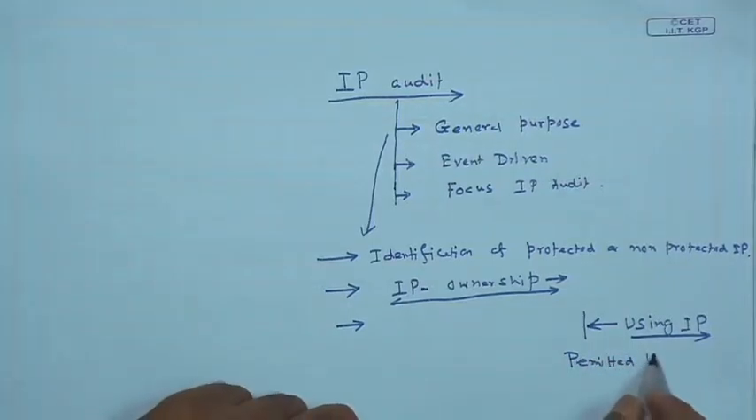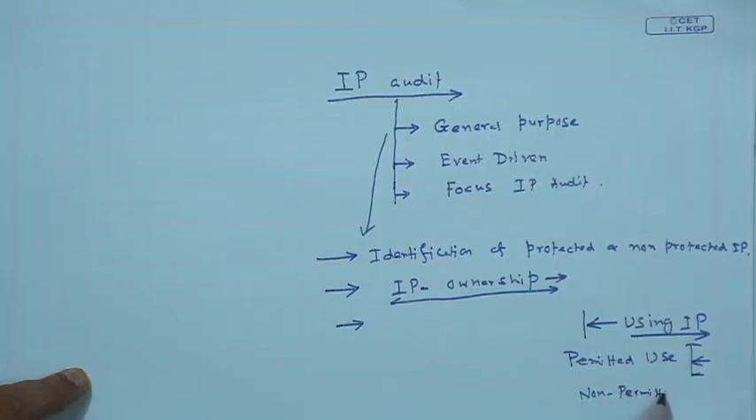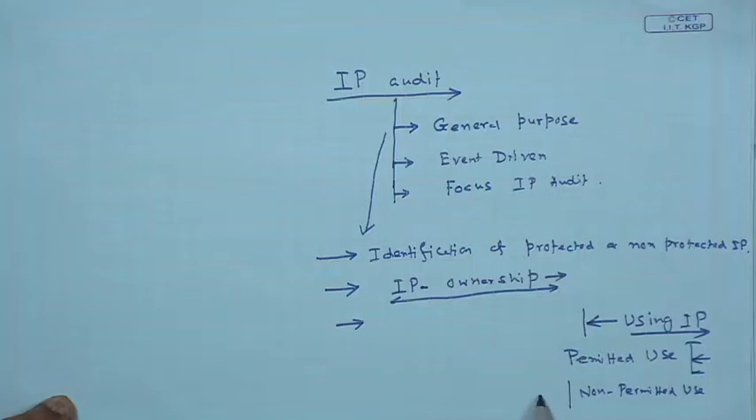Let's say the IP is still enforced, meaning whether the patent period is already over or not, that's the question, or non-permitted use, use that leads to infringement. That way you are also able to identify the potential threat to the organization. So the IP audit is an important parameter when you are doing it for a general purpose.